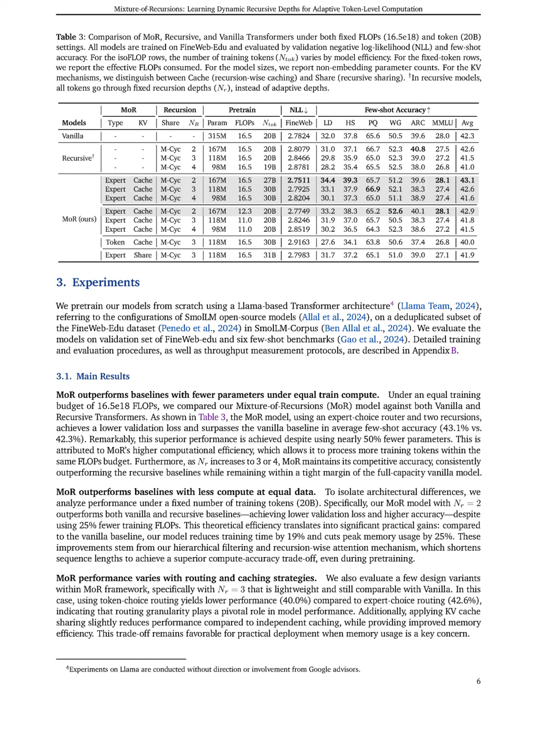Additionally, when comparing performance under a fixed number of training tokens, 20B, MoR with two recursions outperformed both vanilla and recursive baselines, achieving lower validation loss and higher accuracy while using 25% fewer training FLOPs. These results demonstrate MoR's advantages in computational efficiency, allowing it to process more training tokens within the same FLOPs budget, and its ability to maintain competitive or superior predictive performance as model size and compute scale increase.